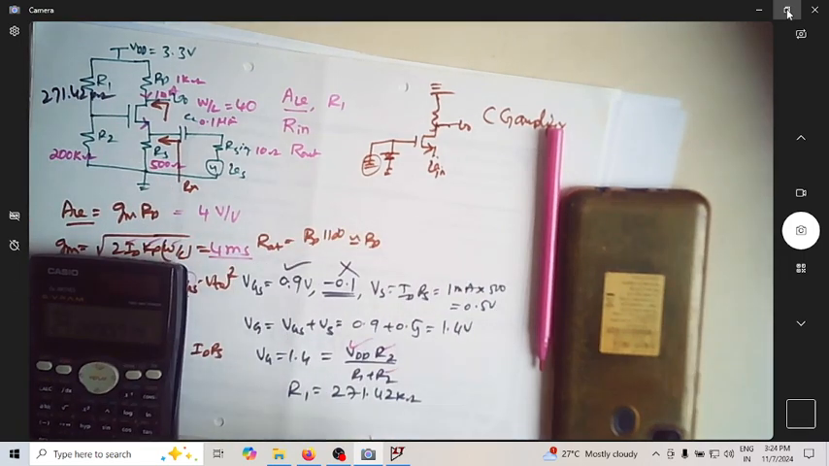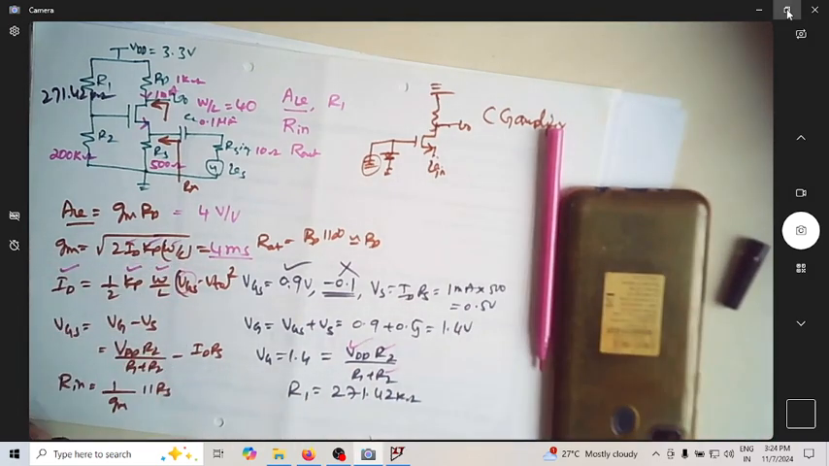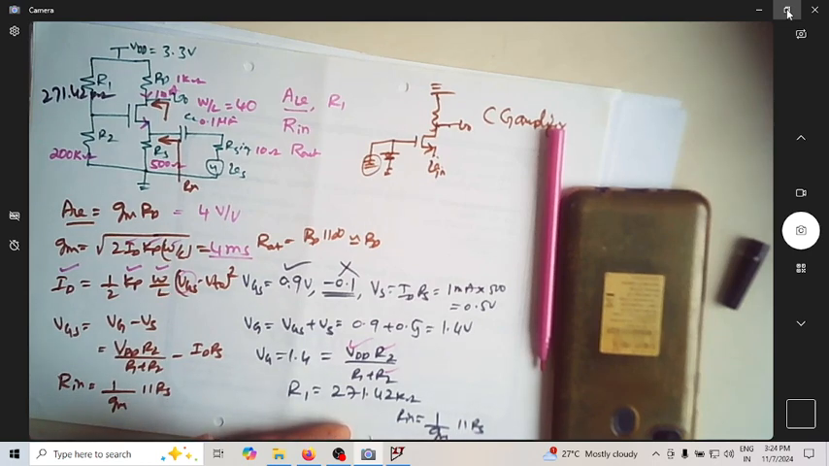This is what R1 is. Okay, R1 is found. Then we are supposed to find what is Rin. So Rin is nothing but 1 over Gm in parallel with Rs. So what is 1 over Gm? 1 over Gm is actually 4 millisiemens. So this is 4 millisiemens in parallel with how much? Rs is actually 500 ohm.